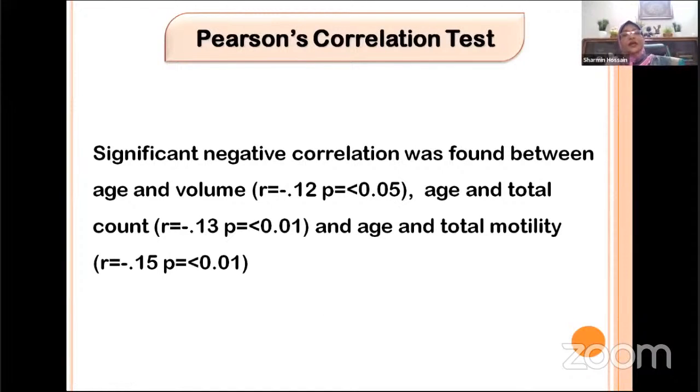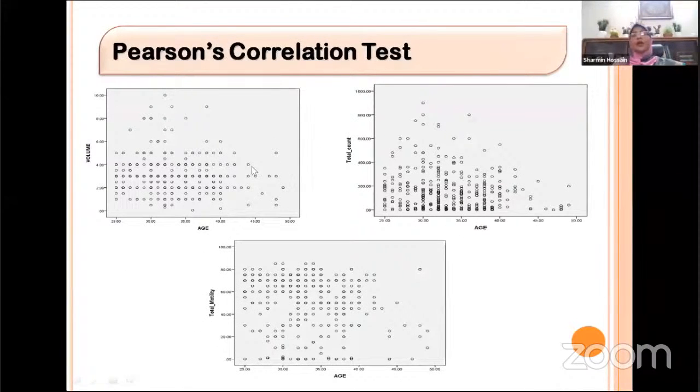Pearson's correlation test of these parameters with the age group was also done, and it showed a significant negative correlation between age and volume, age and total count, and age and total motility. These are the diagrams for the Pearson correlation test.